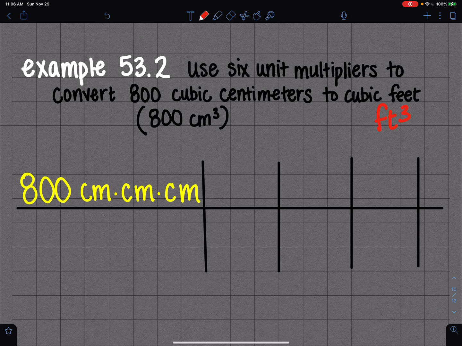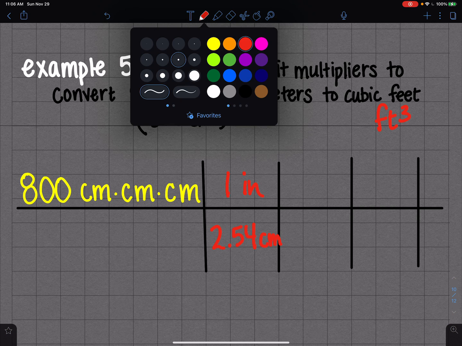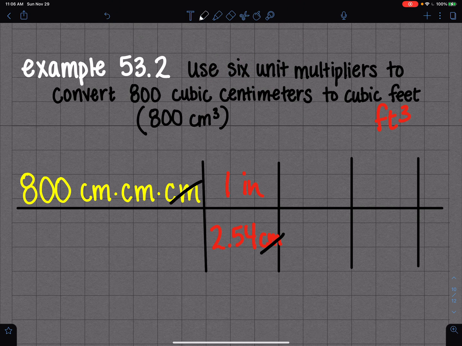Okay, so here I started the problem: 800 centimeters times centimeters times centimeters. Now, in order to convert it to feet, I'm going to convert it to inches first, because I don't know how many centimeters are in a foot, but I know how many centimeters are in an inch. And since I have centimeters on top, I'm going to have to put centimeters on the bottom in order for them to cancel out. So I know that there are 2.54 centimeters in 1 inch. But that is only going to cancel out one of these centimeters, so I've got to do that again.